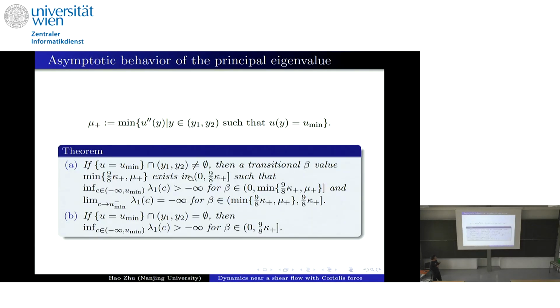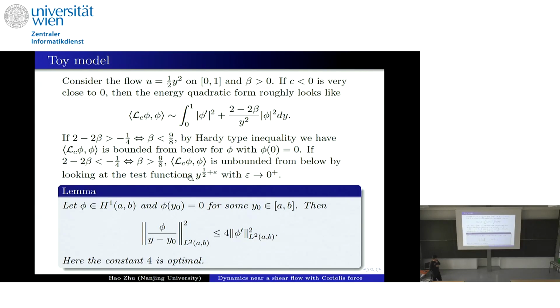This is mainly due to the optimal Hardy inequality. For example, we see such a toy model. We take the flow U in this form, and let us see the energy conservative form. By the optimal Hardy inequality, if beta is in this range, then the conservative form is bounded from below.